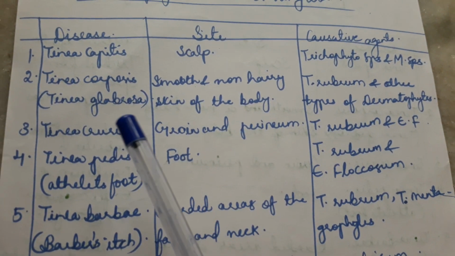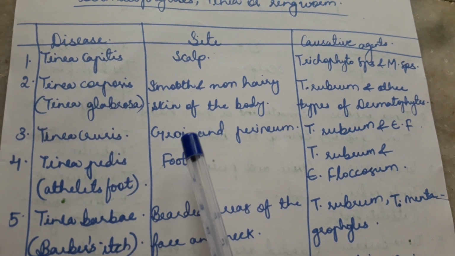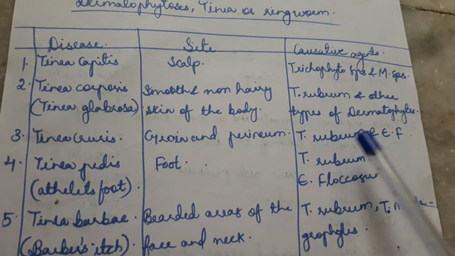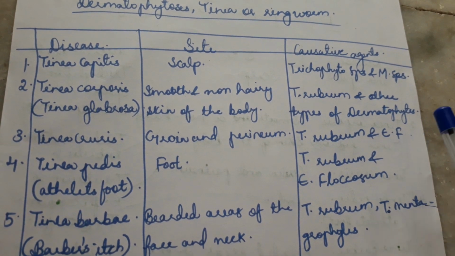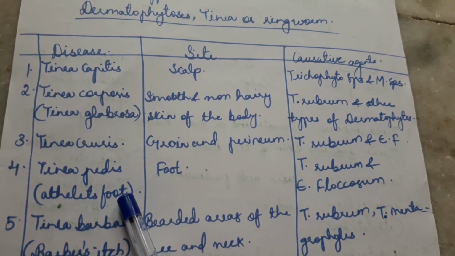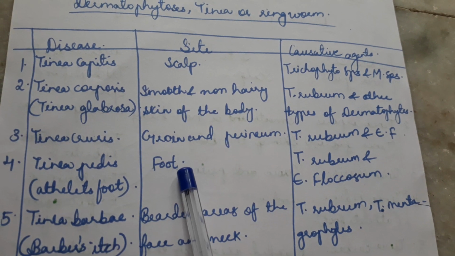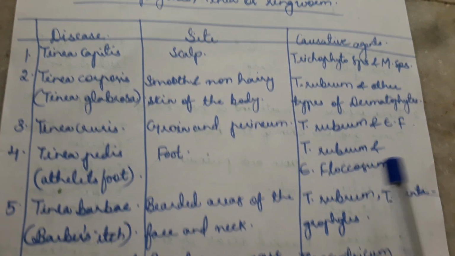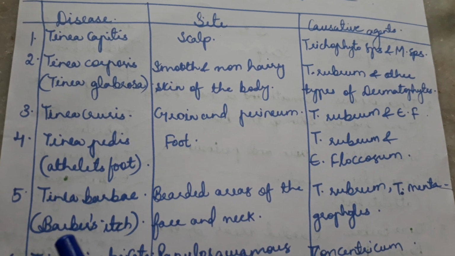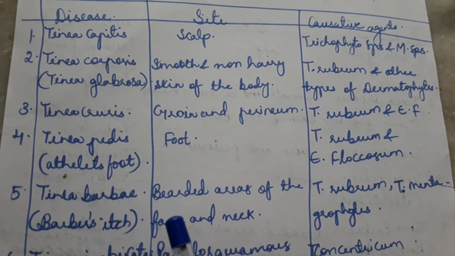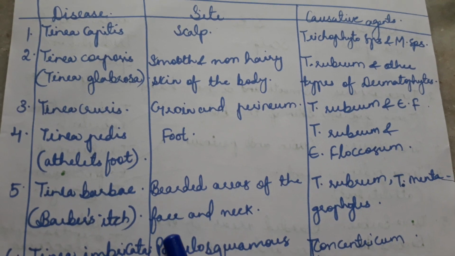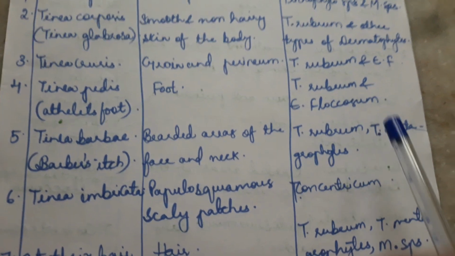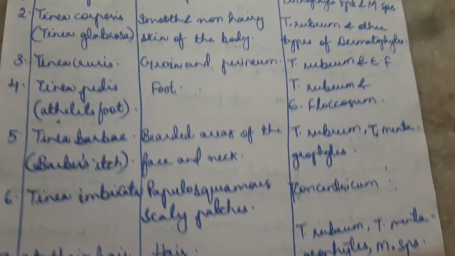Tinea cruris: the site is groin and perineum. The species are Trichophyton rubrum and Epidermophyton floccosum. Tinea pedis, called athlete's foot: the site is foot, and the causative agents are Trichophyton rubrum and Epidermophyton floccosum. Tinea barbae, also called barber's itch: on the bearded areas of the skin of the face and neck. The species are Trichophyton rubrum and Trichophyton mentagrophytes.